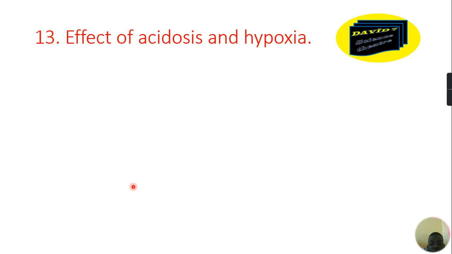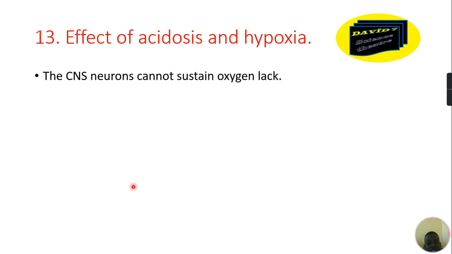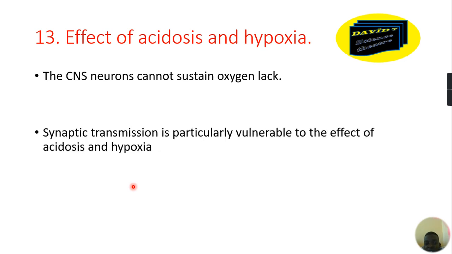And we continue to our last property of neurotransmission, and that is the effect of acidosis and hypoxia on the neuron or synaptic transmission. The central nervous system neurons cannot sustain oxygen lack, and that is true. They cannot sustain hypoxia. Synaptic transmission is particularly vulnerable to the effect of acidosis and hypoxia. Very vulnerable, okay? So in cases of this, transmission is affected.